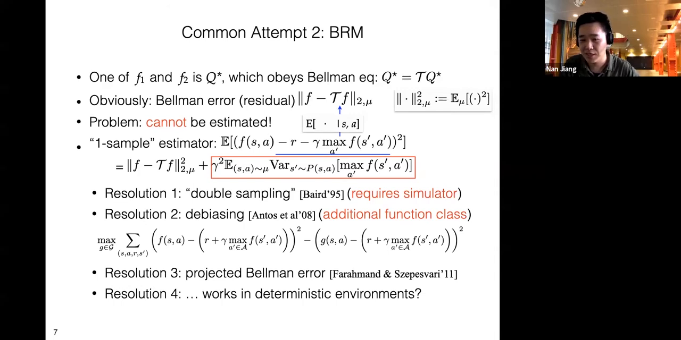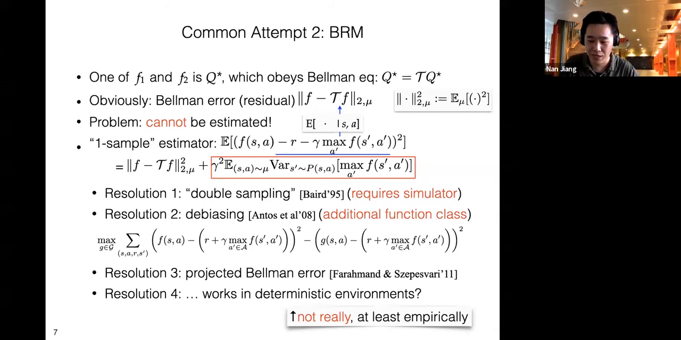The last resolution is to say, hey, look, this additional variance term is actually zero if the environment is fully deterministic. So some people say, okay, I only worry about deterministic environments, so maybe this will be a great method because I can just directly use the one sample estimator. It turns out that empirically we have shown that the method we propose can be vastly better than this one, even in fully deterministic environments, which is very interesting. It was pretty surprising, but hopefully I'll be able to get to it later.